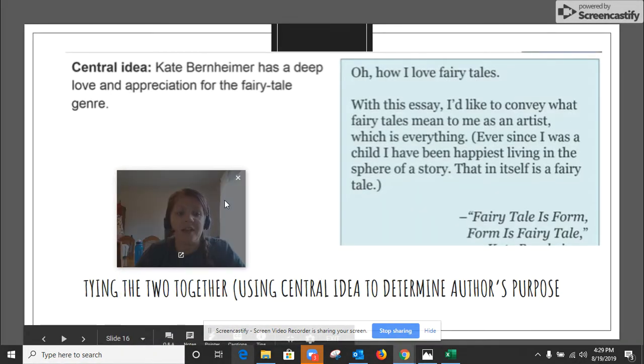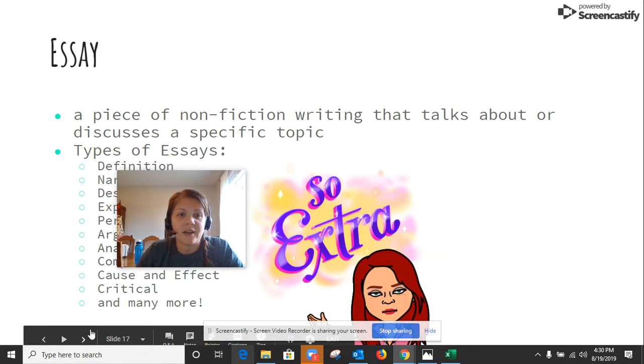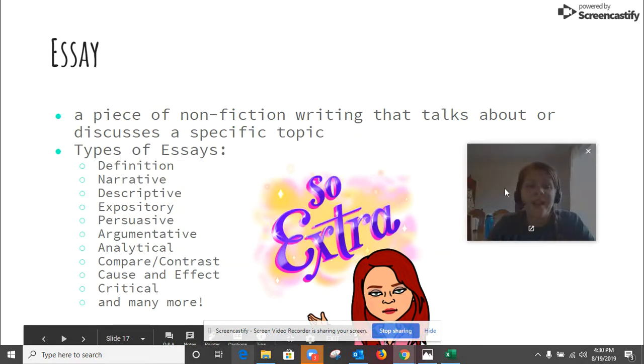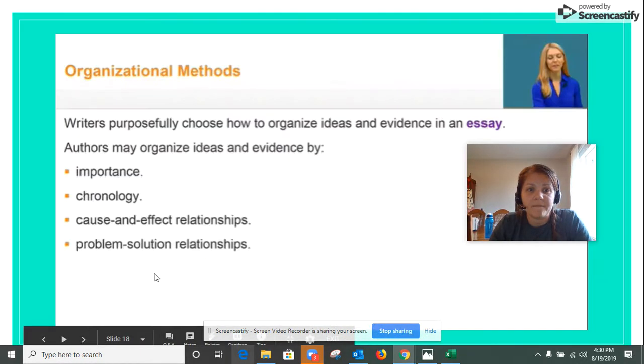And then again, like we said, you put the two together to determine the author's purpose. What is it? To inform, to entertain? What are you trying to do there? And this was to illustrate an essay. Like you guys probably already know, it's nonfiction writing, and there's lots of different kinds. You could Google and look at a more definitive list that includes all kinds of types of essays. We're going to start with narrative, and that's what we're going to write.